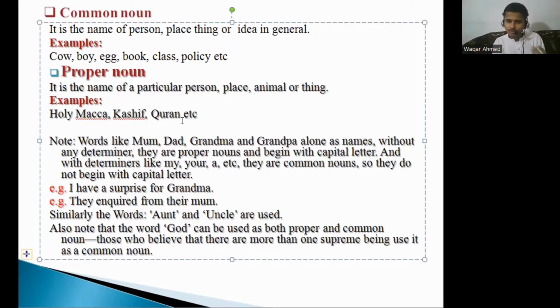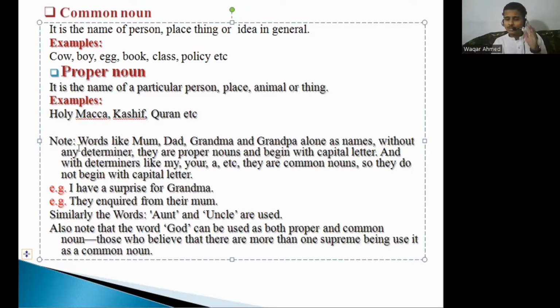We have four major books like Torah and Injil, which is also known as Bible, and we have Quran and one more. So this is the particular name Quran, although Quran is a book, so book is a common name as we studied above, and here we have Quran as a particular name, so this is a proper noun.